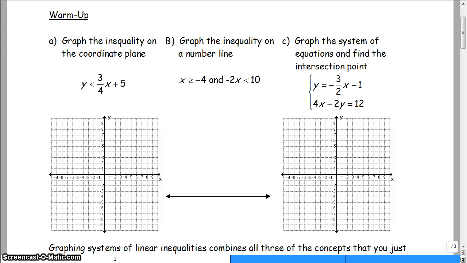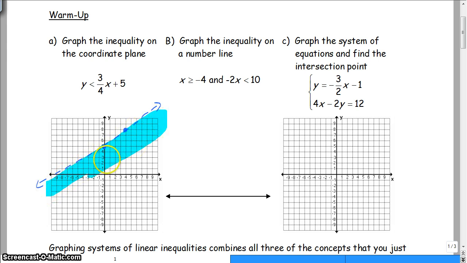To graph an inequality on a coordinate plane, we have our line the same way we would always graph. So we're going to start at a positive 5. And our slope is a positive 3/4. So we're going to go up 3 over 4. And since this says y is less than, remember this is where we use the dashed line. And since it says less, that means we are going to shade below the line.